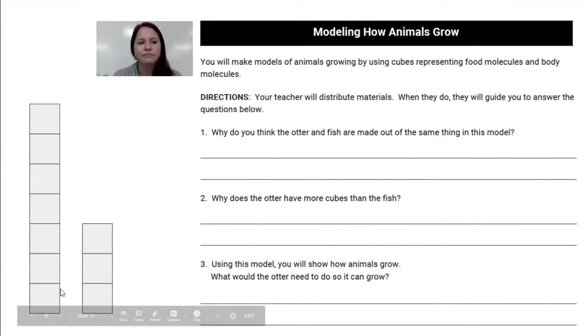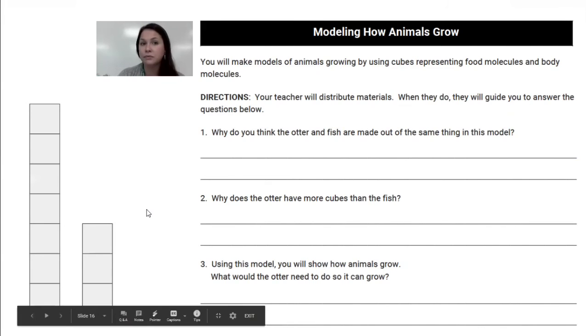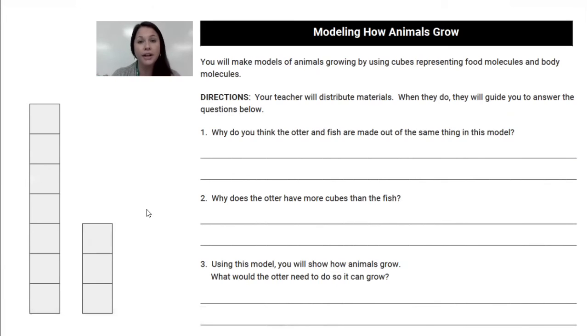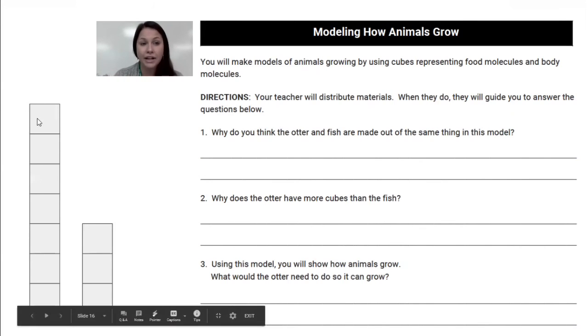Why does the otter have more cubes than the fish? Let's think about that. We saw the otters in the video. They're pretty big. They're bigger than fish. So because their bodies are bigger, they have more molecules and atoms making up their body. So they have more matter than the fish. We're going to see how animals grow.